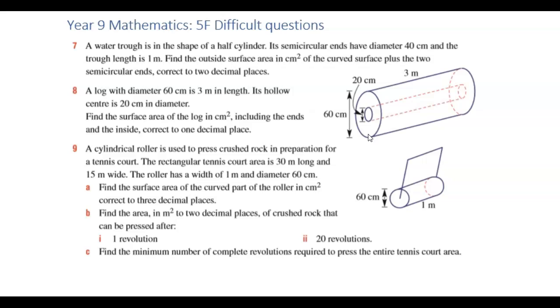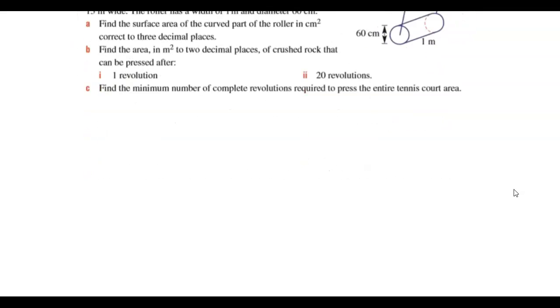All right, question 7. A water trough is in the shape of a half cylinder. Its semicircular ends have a diameter of 40 centimetres and the trough length is 1 metre. Find the outside surface area in centimetres squared of the curved surface plus the 2 semicircular ends. Correct to 2 decimal places. Think about what horses usually drink out of in the paddock, those sorts of troughs.